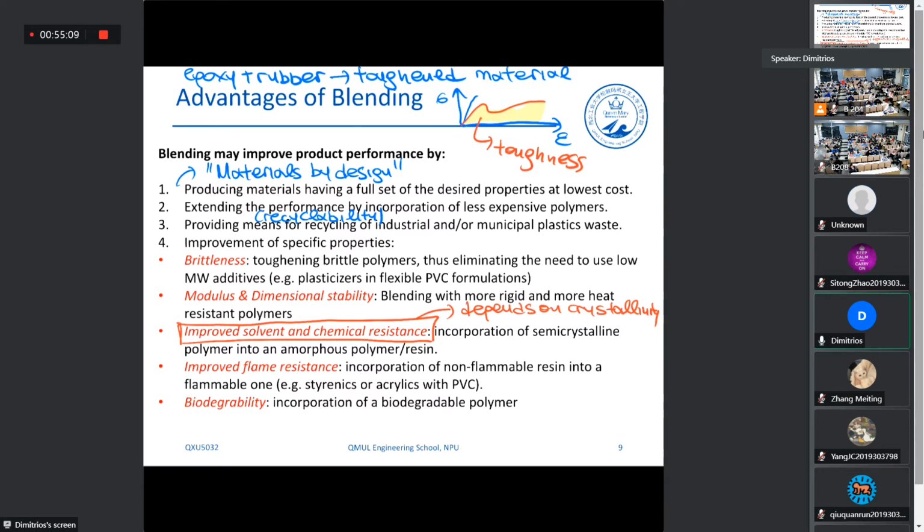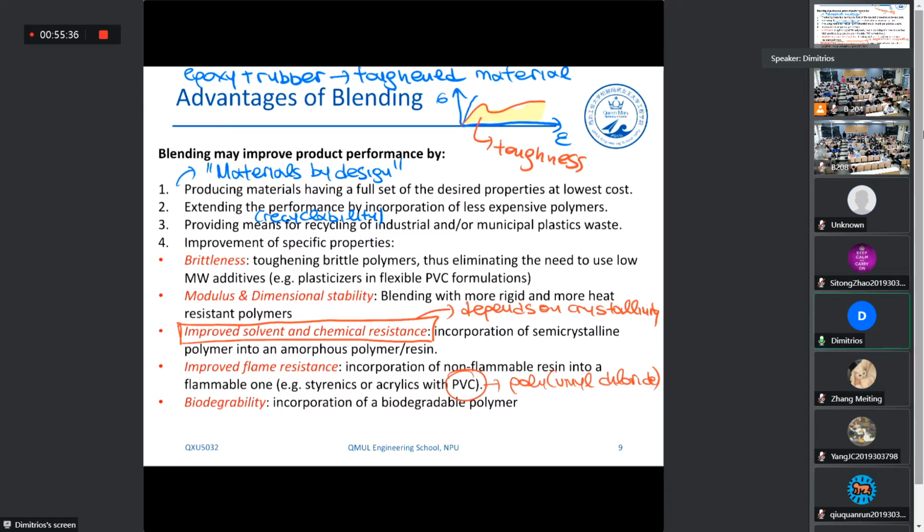Also, we have improved flame resistance by incorporation of non-flammable resins into a flammable one, such as styrenics or acrylics with polyvinyl chloride. PVC is polyvinyl chloride.